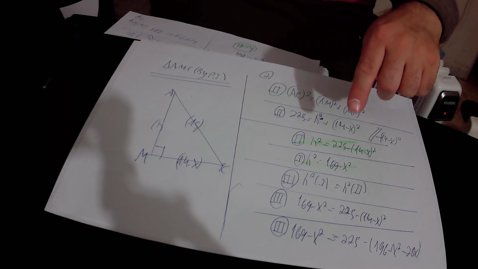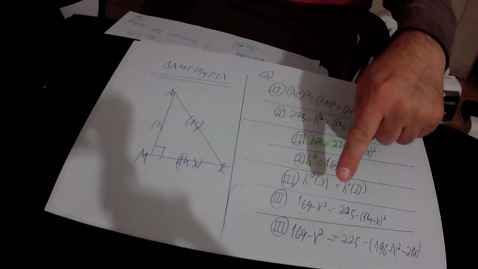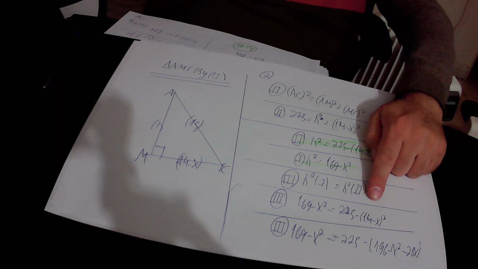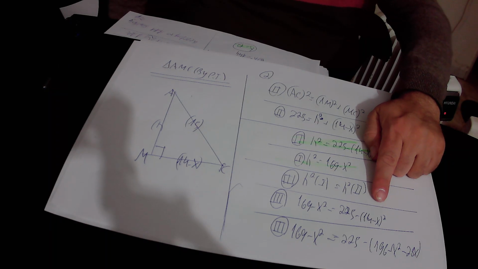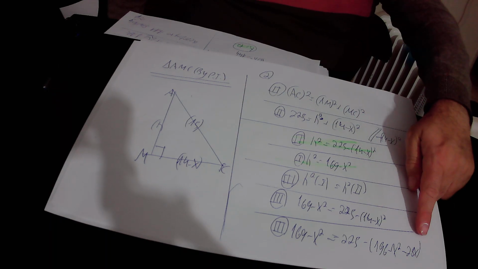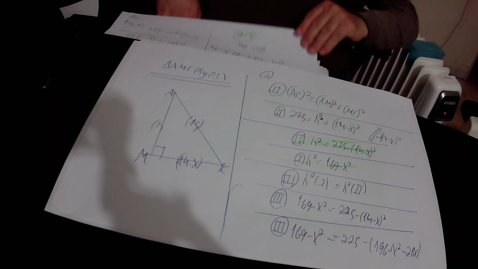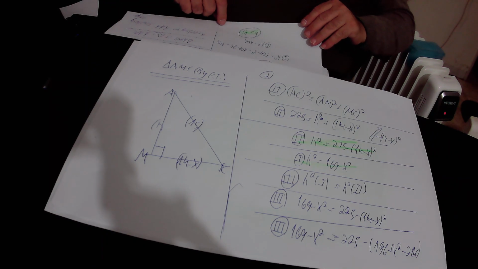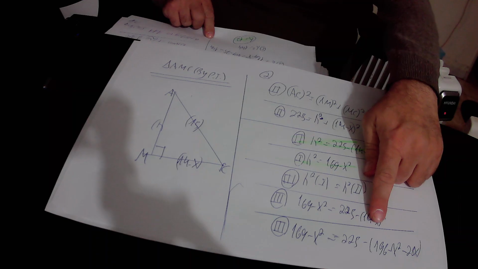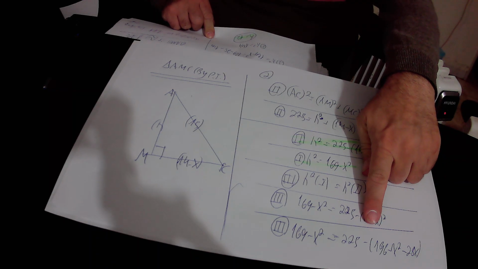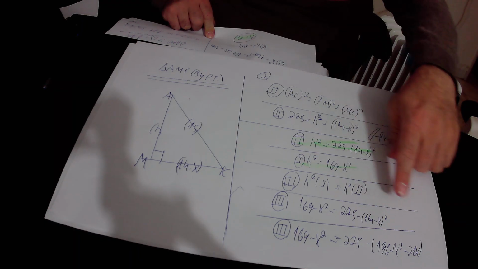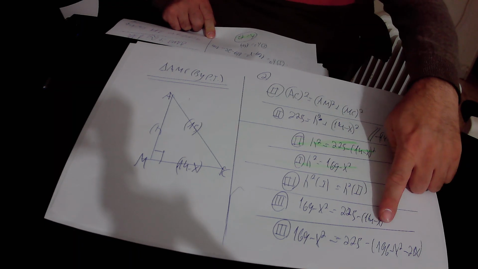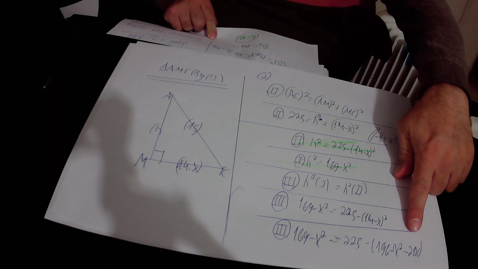So according to equation number 3, 169 minus X squared equals 225 minus (14 minus X) squared. Expanding, (14 minus X) squared equals 14 squared, that is 196, plus X squared minus 2 times 14X, that is minus 28X. So we open the brackets here. After we open the brackets, it will be equal to minus 196 minus X squared, minus and minus is plus, so it will be plus 28X.